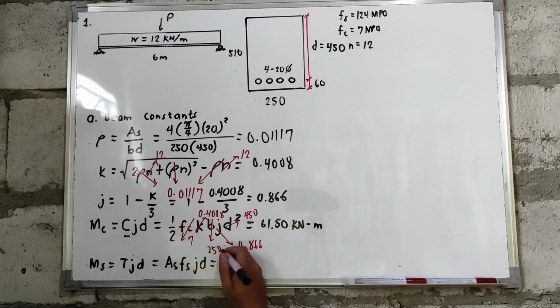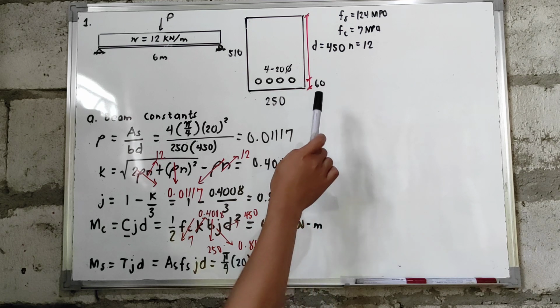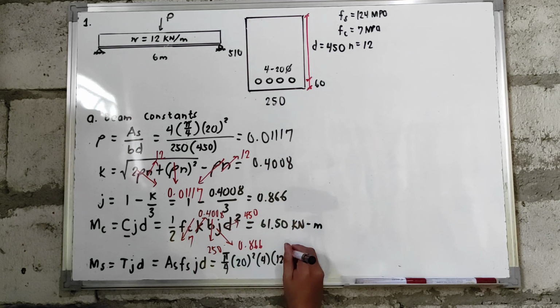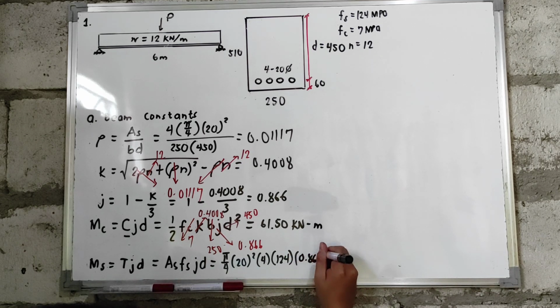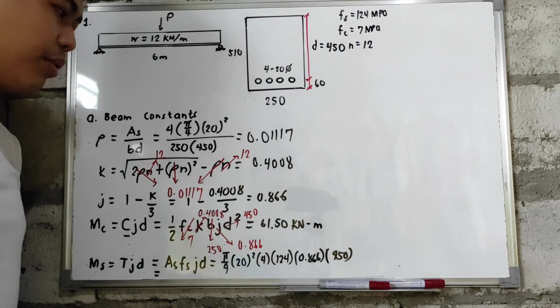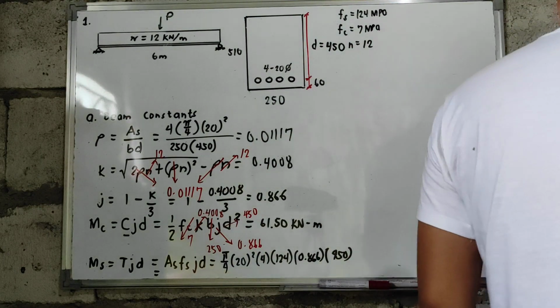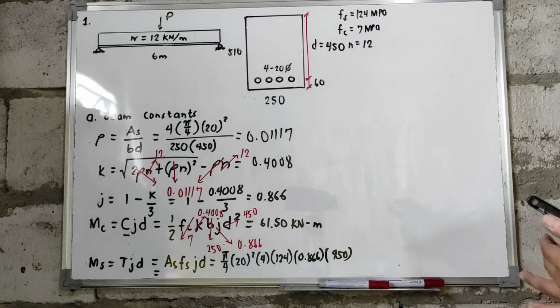So, yung area ng steel natin, that is pi over 4 multiplied by 20 squared. So, meron tayong 4 na piraso. Yung value ng Fs natin, which is given, which is equal to 124. Yung J natin, which is equal to 0.866. And finally, yung value ng D natin, which is equal to 415 mm. So you have a value of your resisting moment in steel, which is equal to 60.724 times 10 raised to 6 Newton mm.